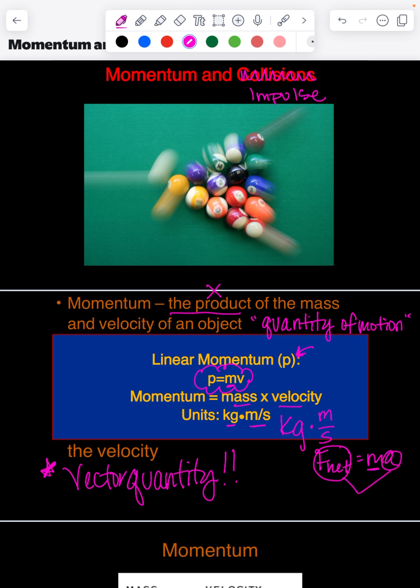Well, it's the same thing for momentum. So we know that momentum is equal to mass times velocity. Well, again, mass is never going to have a direction. So if we need a direction for momentum, it's always going to come from the vector quantity of our velocity. All right, so both of those have to have the same direction.